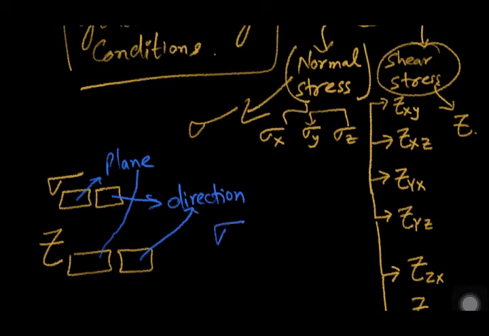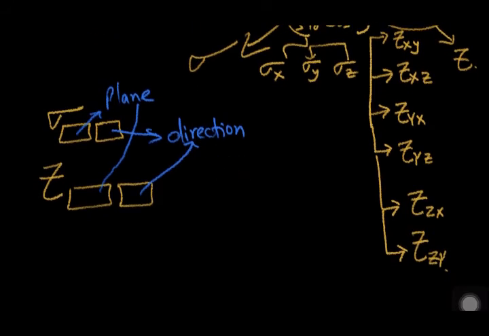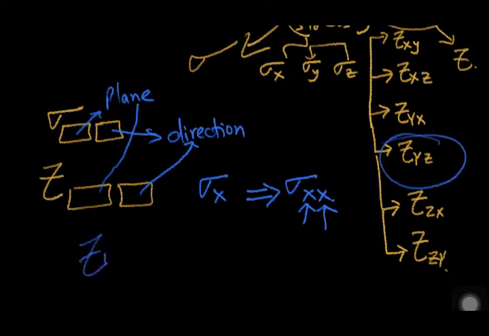So when we write, for example, sigma x, it automatically means sigma xx. That means this is plane x, acting in the x direction. And let's suppose tau zy. That means tau is acting in the y plane in the z direction. So this is very simple.